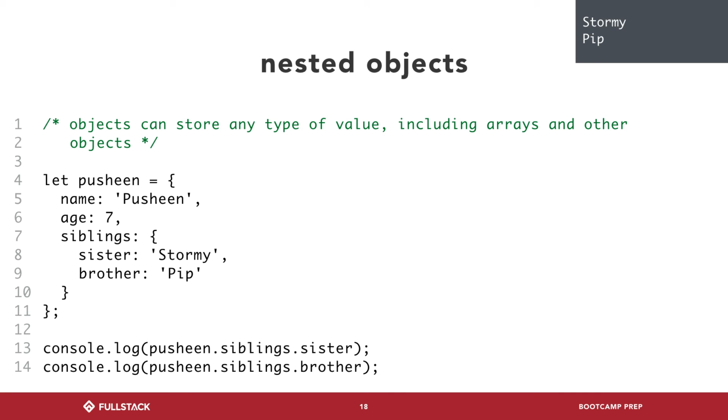Here we're using dot notation, so we do Pusheen dot siblings, which now gives us this object, dot sister, which gives us Stormy, Stormy dot pip. We can use bracket notation. It works literally the same exact way. We can mix and match if you want to. Yeah, it's literally the same as nested arrays. Was this what we're talking about, Osiris?